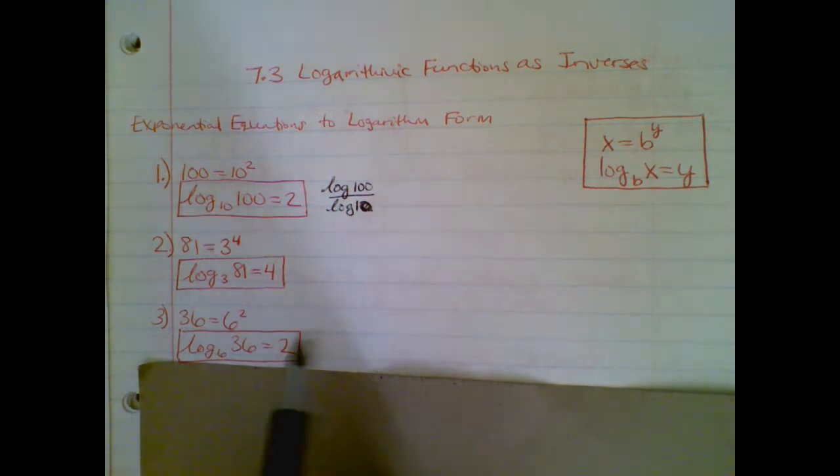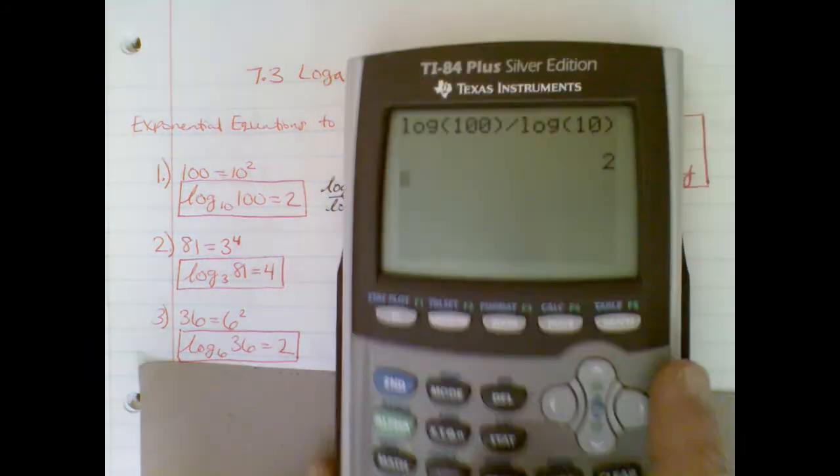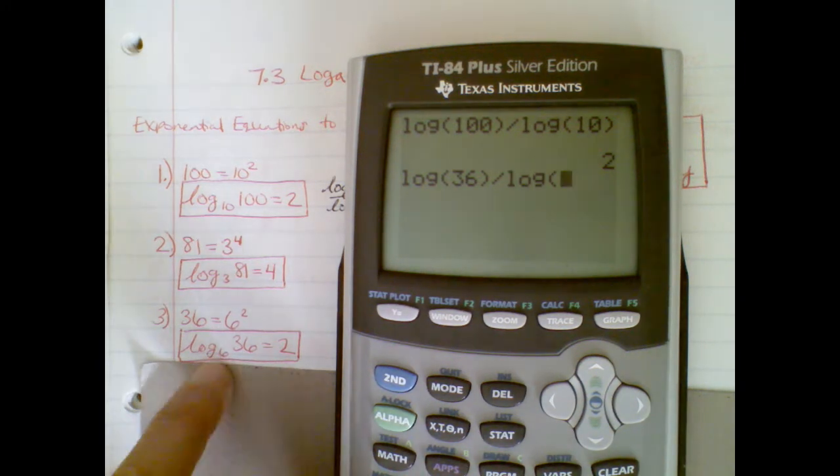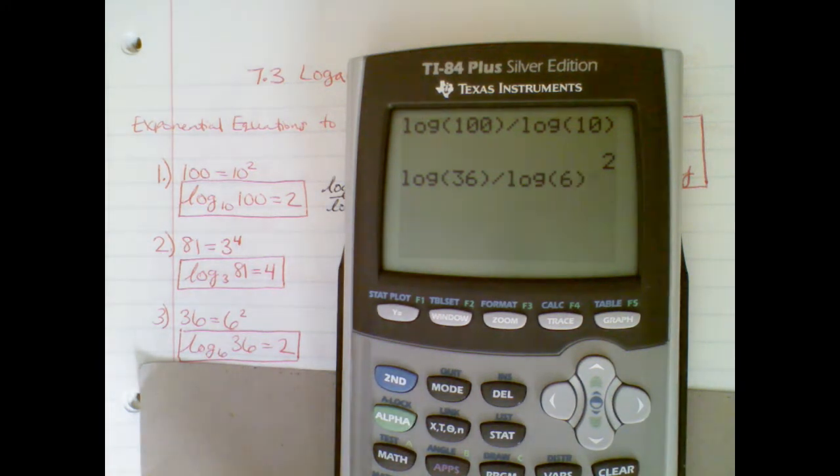And again, if you wanted to check them, how you're going to type in, for example, this third one into the calculator, you'd click log of 36 divided by log of the number that's lowered, which goes in the denominator, so log of 6. Click enter, and we end up with 2.